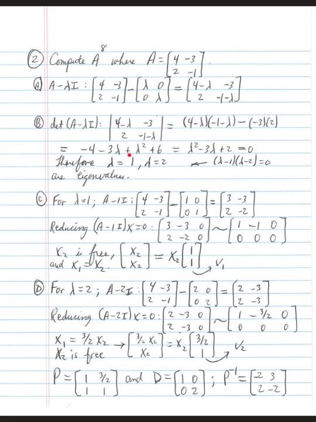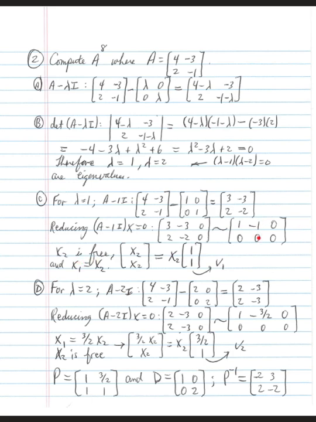Now, for the first eigenvalue, lambda equals 1, we build A minus 1 times the identity. That gives us this 2 by 2 matrix. Augment with a column of zeros, row reduce, and x1 is equal to positive x2.